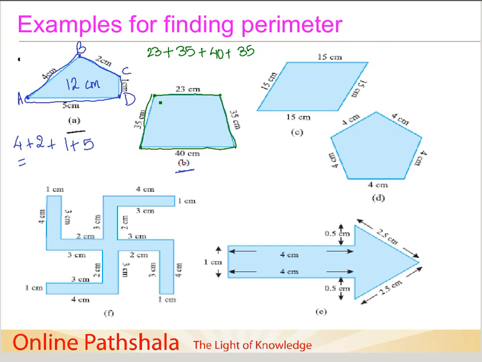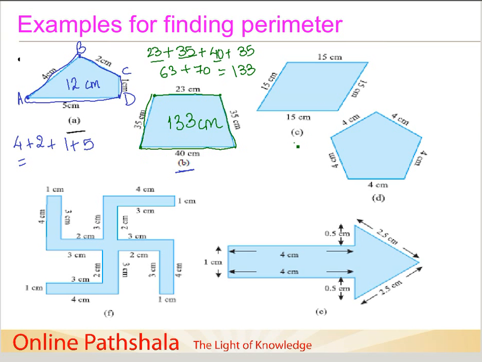So you can see that we covered the entire boundary, and now when we add this up, we have 23 plus 40, just simplifying, we have 63, and 35 plus 35 gives me 70, and when I add this, what we get is 133 centimeters. So I'm just writing it here in the middle of the figure. 133 centimeters is the perimeter for this object.